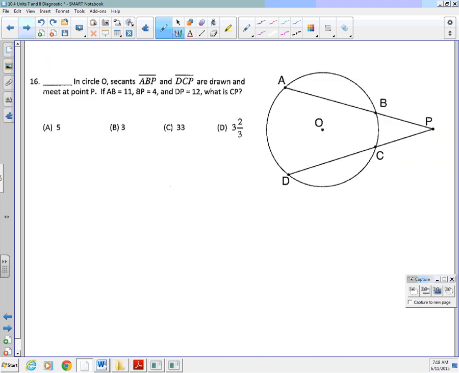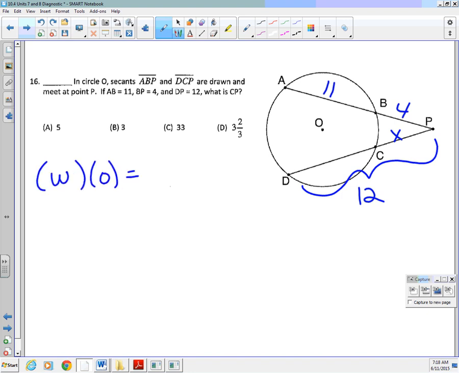Okay, number 16. In circle O, secants ABP and DCP are drawn and meet at point P. If AB is 11, BP is 4, DP is 12, I want to find CP, which is X. Another rule that we need to know, if I have two secants intersecting, or a secant and a tangent, is what I call the woo-woo rule, or some people call it the whoa-whoa rule. In other words, the whole segment times the outside of it equals the whole segment times the outside of the other one. So my whole segment here is 15.